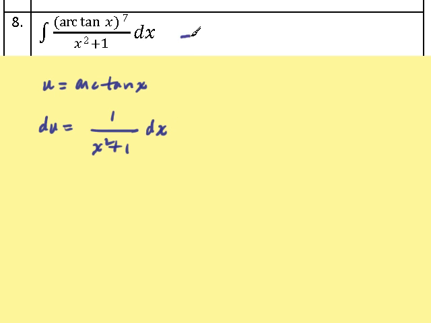So now we're going to substitute for 1 over x squared plus 1 dx. That's just du. And here we have u to the 7th. So this is just a simple power rule. And now let's substitute back. u is arctan.